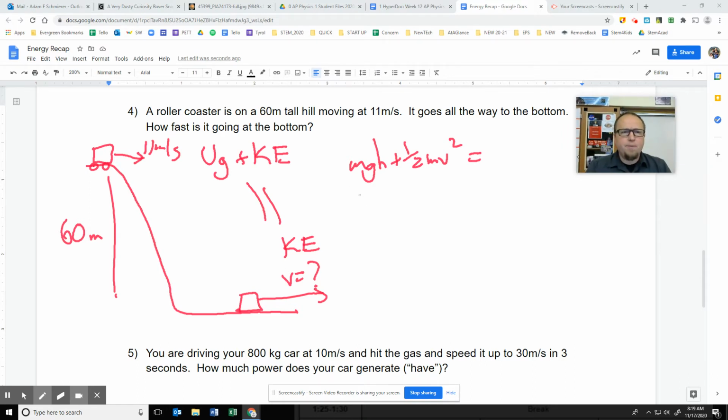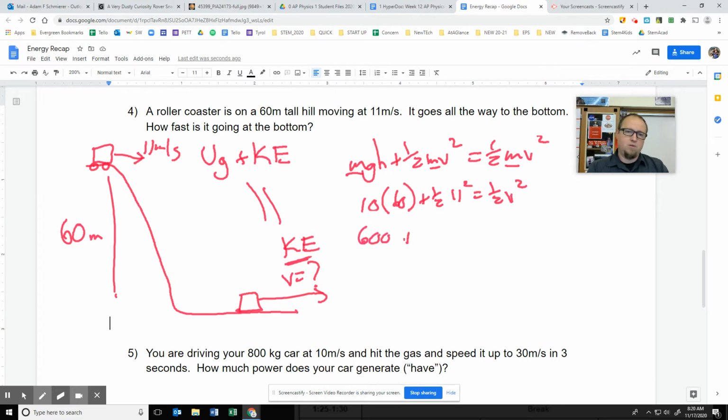And then at the bottom it's just kinetic, so 1/2 mv squared. Since these all have m's, I can just cancel them out. So 10 times my height plus 1/2 my velocity at the top. So we get 600 plus 60.5 equals 1/2 of v squared.